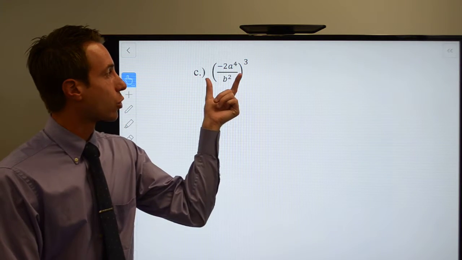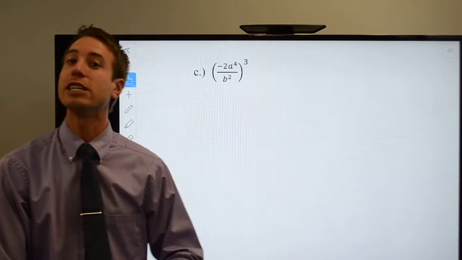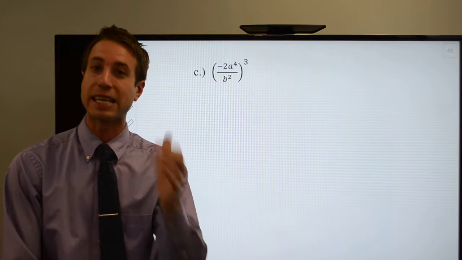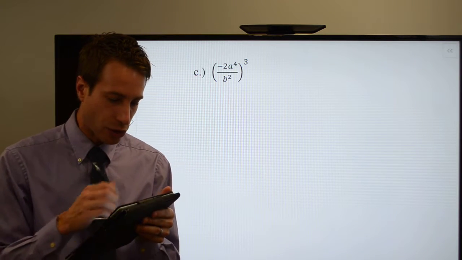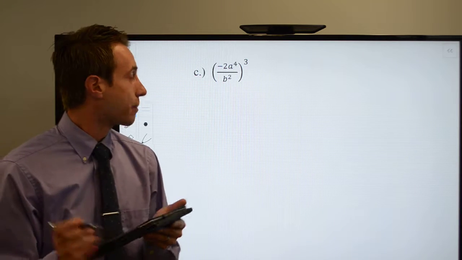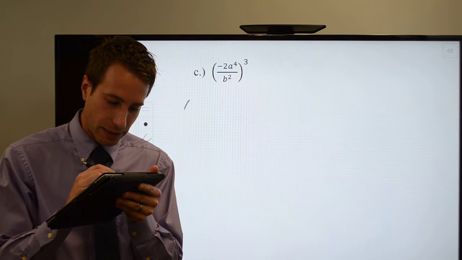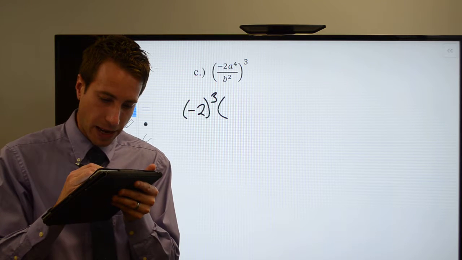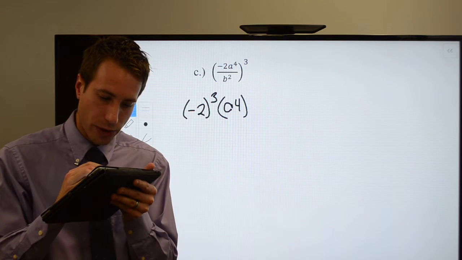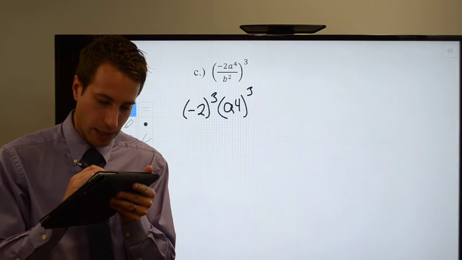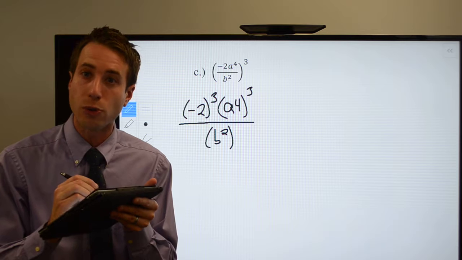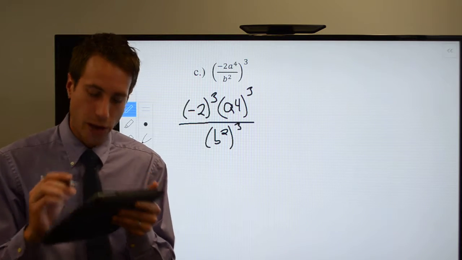The first one I have here is a quantity raised to a power, and so what you need to immediately think is that everything inside the quantity gets raised to the power. Let me show you what this is going to look like. I'm going to have a negative 2 raised to the third power, an a to the fourth, which will then be raised to the, you guessed it, third power, and a b squared, which will also be raised to the third power.